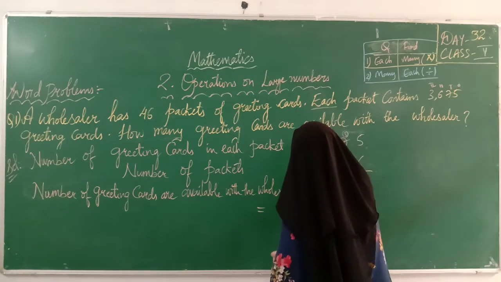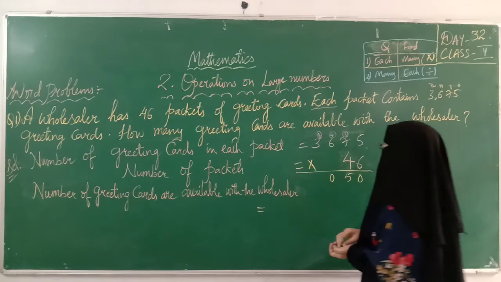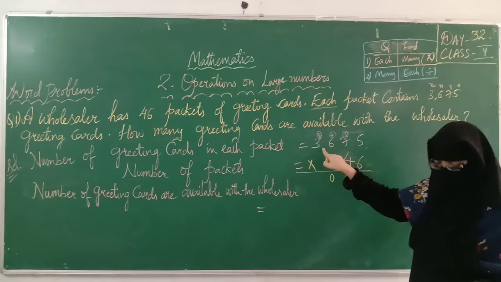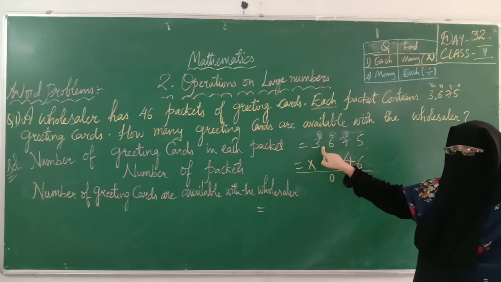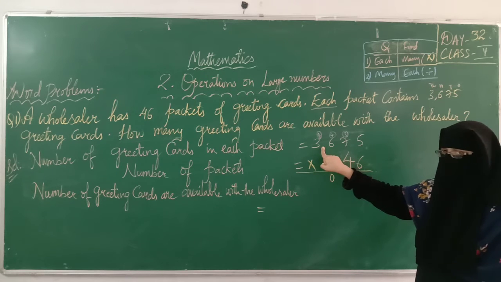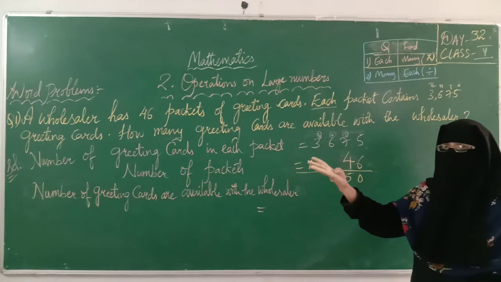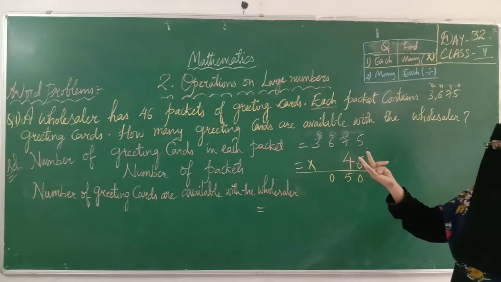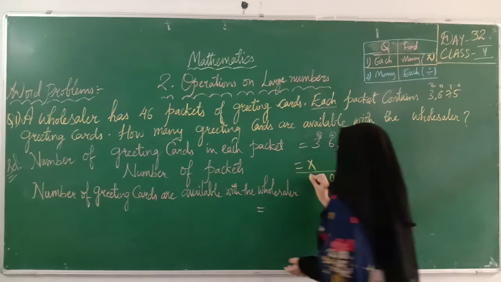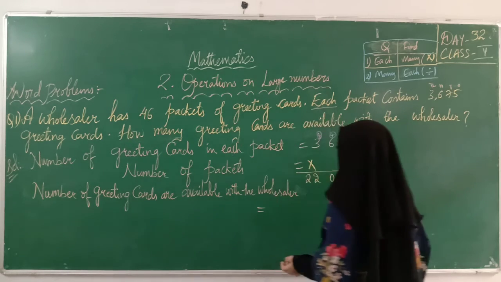Okay. Next, 6 3s are what? 6 3s are 18. 18 in my mind, 4 on my finger. After 18, 19, 20, 21, 22. 22. One digit, I have completed my one digit multiplication.